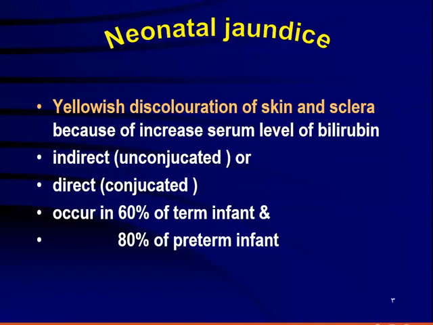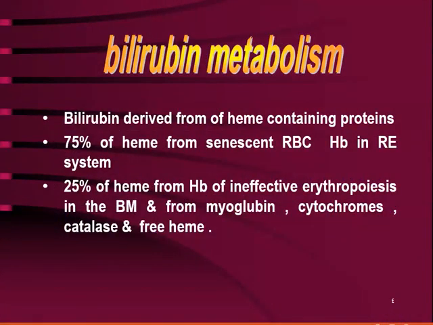It is either indirect or direct, and occurs in 60% of term infants and 80% of preterm infants. Bilirubin metabolism.